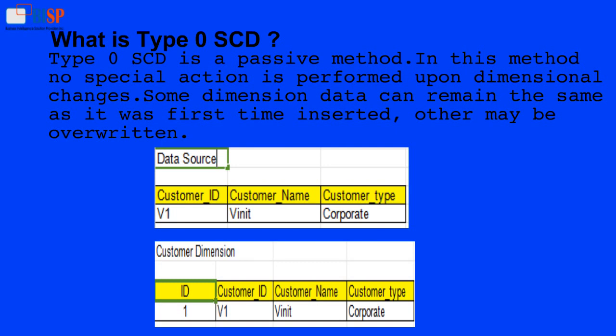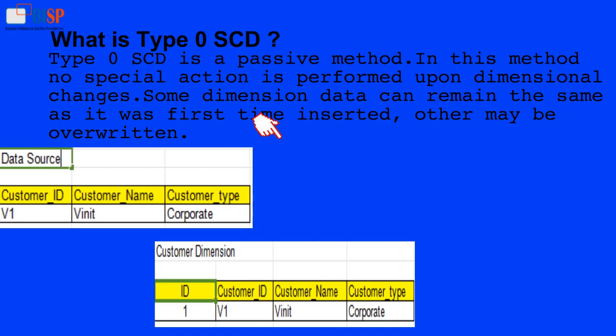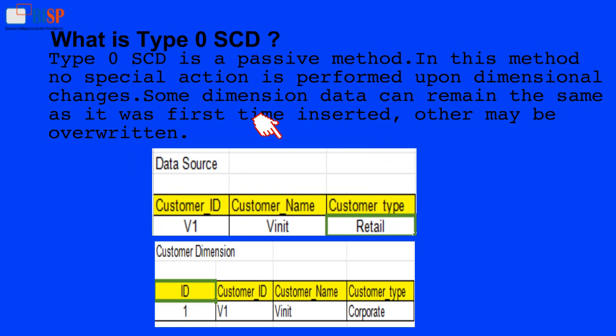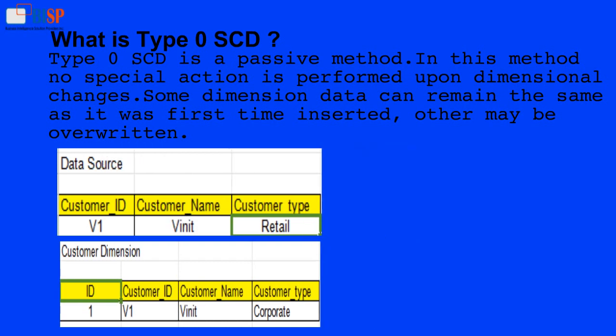So for example, here we have the data source on top and the customer dimension on bottom, showing a single record. The data source shows customer ID as V1, customer name as Vinit, and customer type as corporate, and the customer dimension shows the record of V1. Now if the source system changes from corporate to retail, we do nothing to change the customer dimension. We leave the customer dimension as it is to hold the original value.